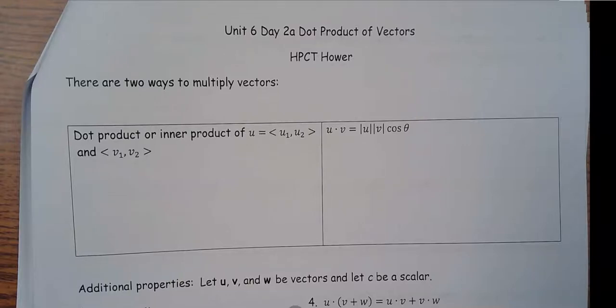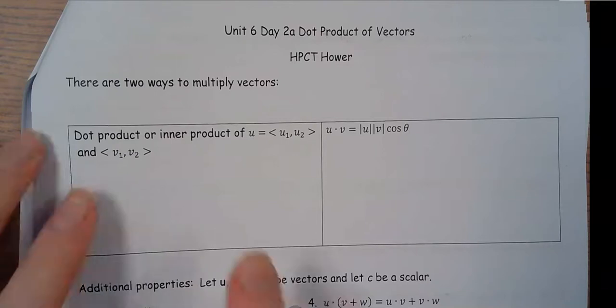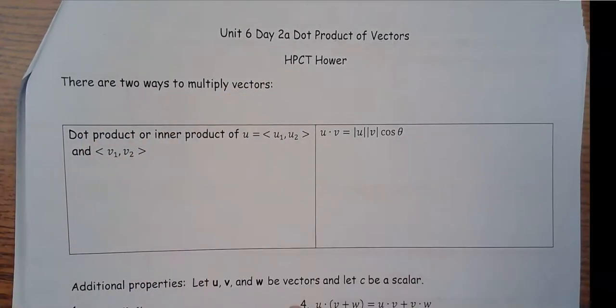Okay, Unit 6, Day 2a, we're going to talk about dot products of vectors. Now, when you're talking about vectors, there's actually two ways to multiply vectors. One way we're going to do in this unit, and one we're not going to do.